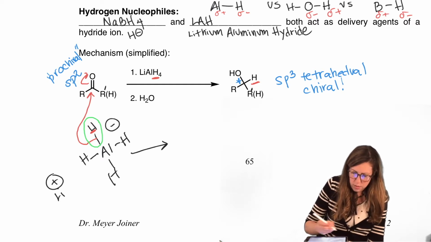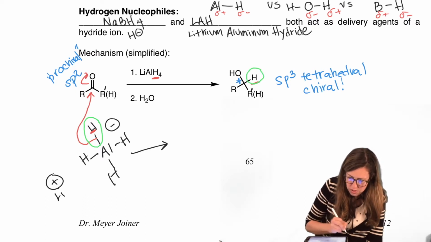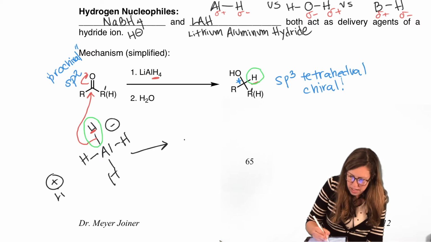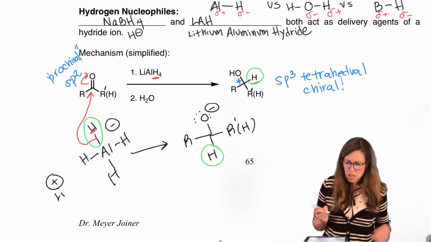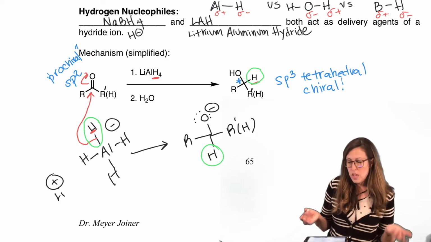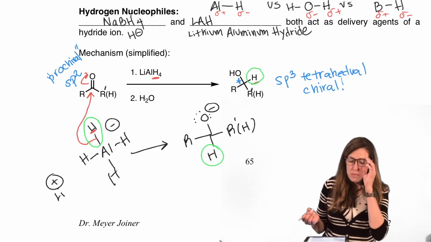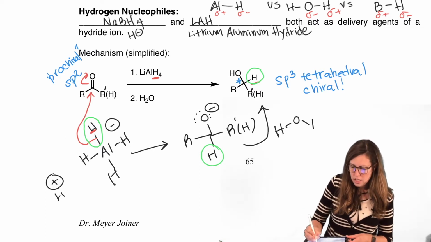Okay, so if we keep tracking that H, I'm going to circle it in green this time, since it was circled green there. In our intermediate part of the mechanism, we'll have attack open, so we have the O minus like we typically do, and we have our new H. I'll circle that in green. So that's what we're left with, an alkoxide ion. That's why we need to do step 2, which is the water step: simple acid base, clean it up, work it up, quench the anion.